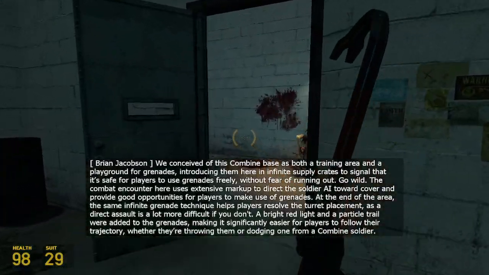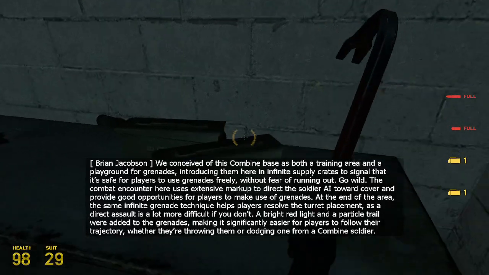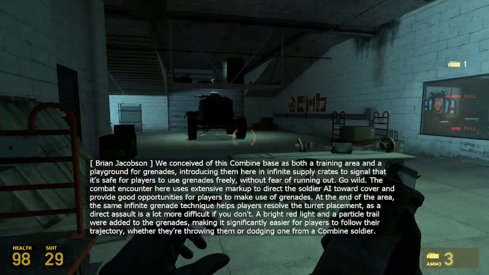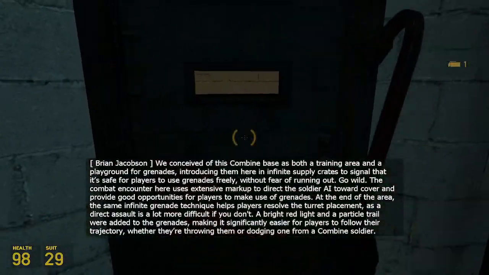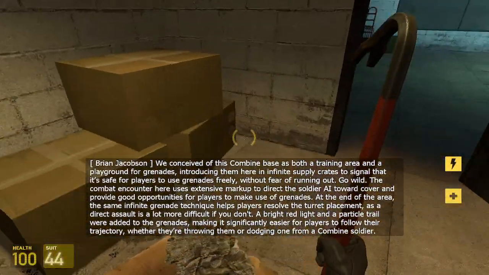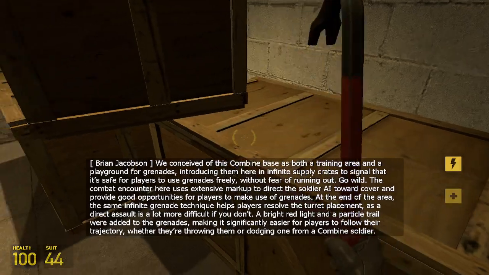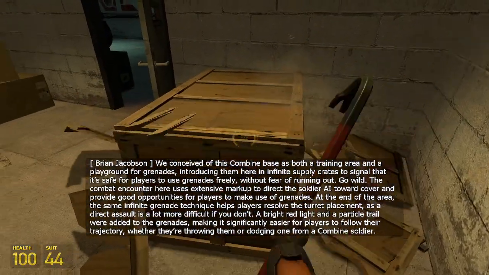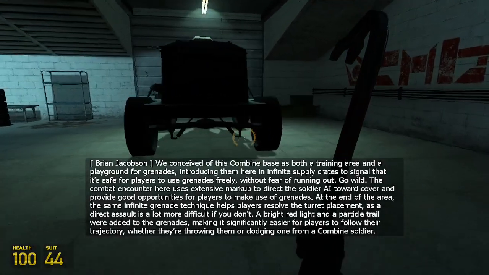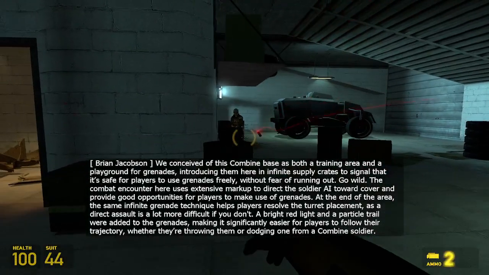Grenade intro. We conceived of this Combine base as both a training area and a playground for grenades, introducing them here in infinite supply crates to signal that it's safe for players to use grenades freely without fear of running out. Go wild. The Combine encounter here uses extensive markup to direct the soldier AI towards cover and provide good opportunities for players to make use of grenades.